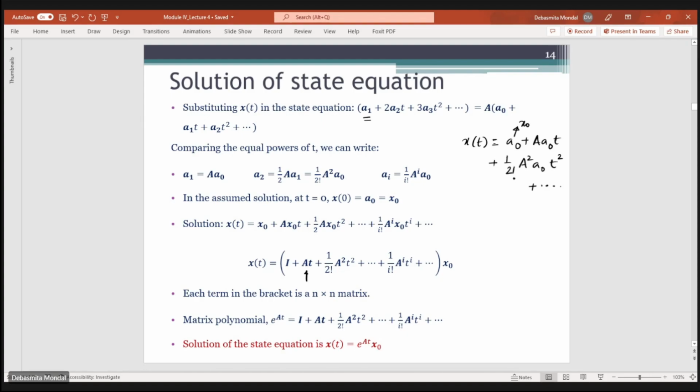This solution is basically the transient response of the system. Okay, so we'll continue talking about how we'll solve a few examples, and we'll see how the solution of the state equations comes out in the next class.